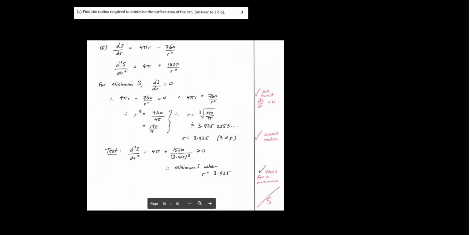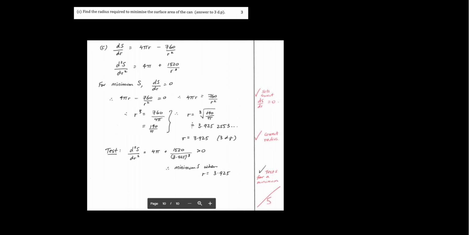Okay, on to the next part. Find the radius required to minimize the surface area of the can. So you had your expression, S in terms of r. The first thing you need to do is to differentiate this. So you got your first mark by differentiating this and getting 4 pi r minus 760 on r squared and saying, I know that this needs to equal 0.